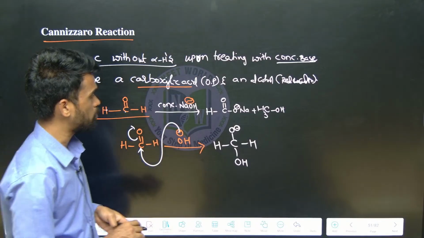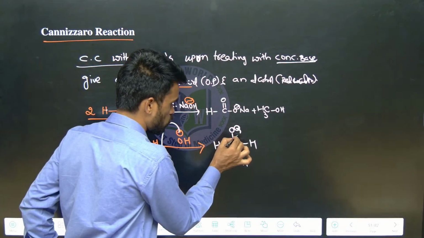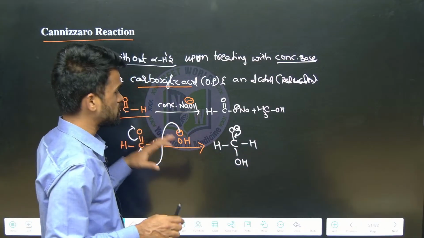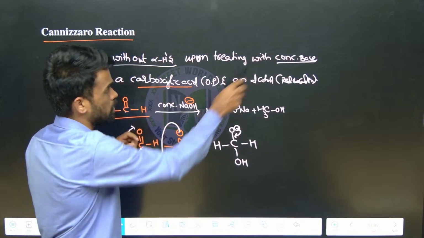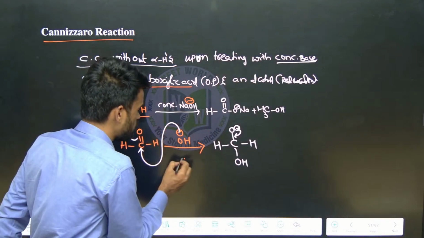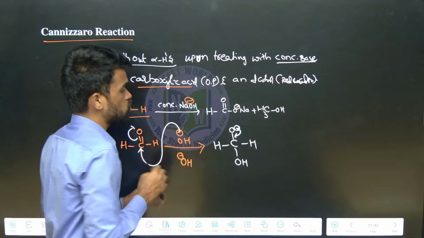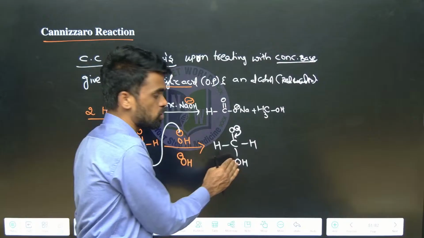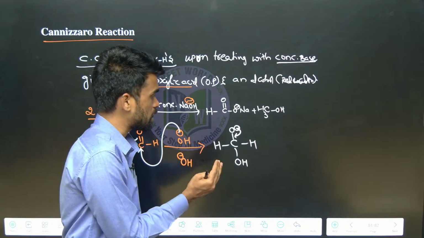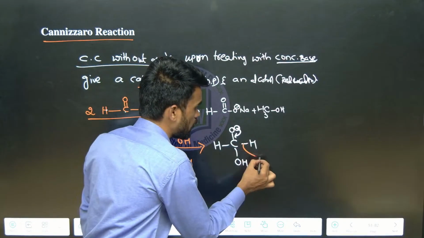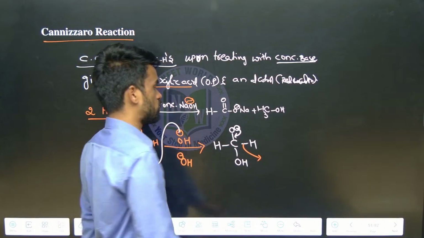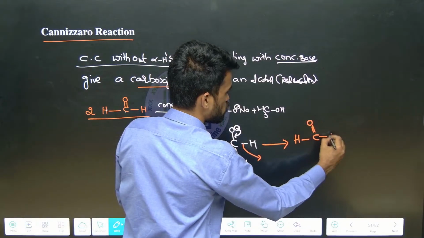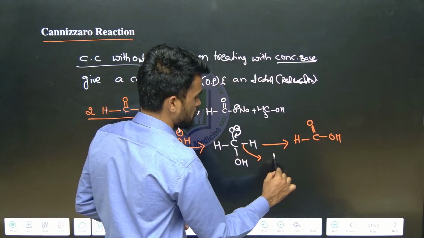So now O minus comes back, and one of the groups should eliminate from here. Since we are doing the reaction in basic medium, concentrated NaOH, there will be a lot of OH minus ions, so it will not allow OH minus to come out. What is the alternative? Here the hydride ion is the only possible thing to come out, right? So we get H, C double bond O, OH, and the hydride ion is released here.